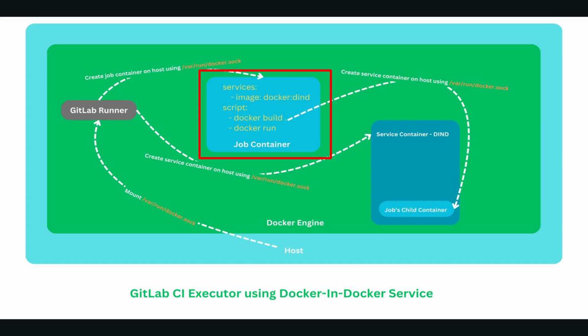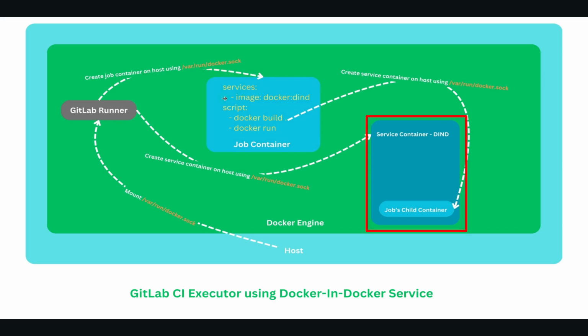When we run a pipeline, the GitLab runner will actually run a job container. That job container will be running on the host machine. As we have seen previously, when we run a pipeline, one container is running on the host machine, and all the containers running inside that job container through the Docker CLI will be running inside the service containers.